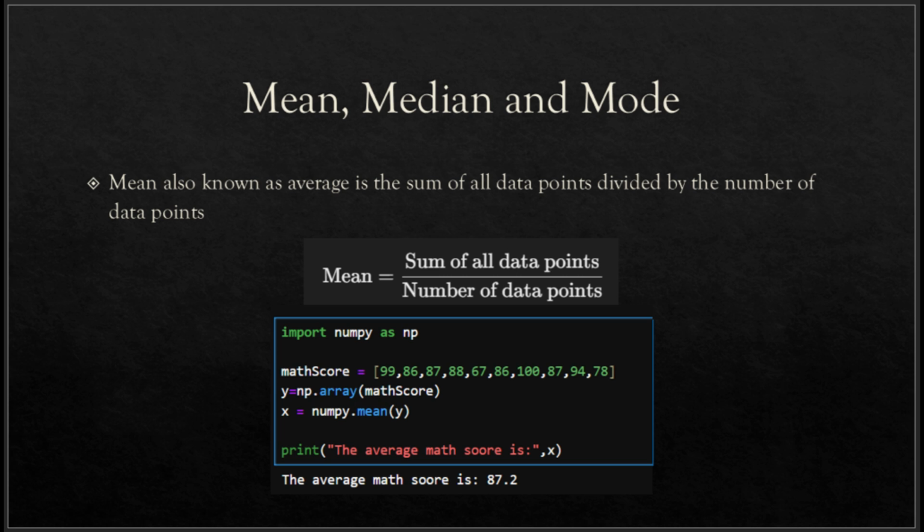Mean, which is also known as average, is the sum of all data points divided by the number of data points. The example shows calculation of mean math score of 10 students using NumPy.